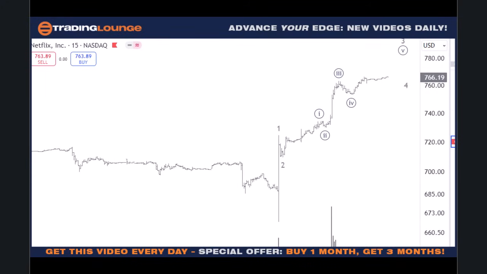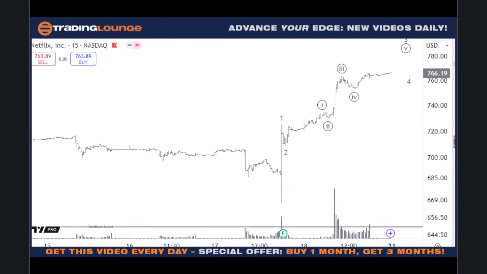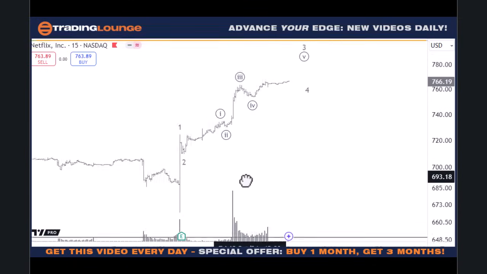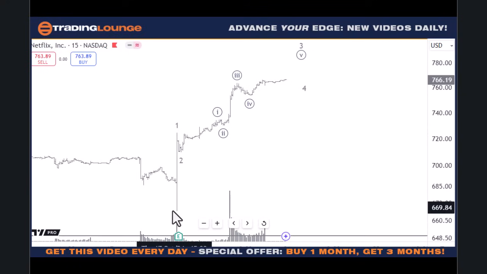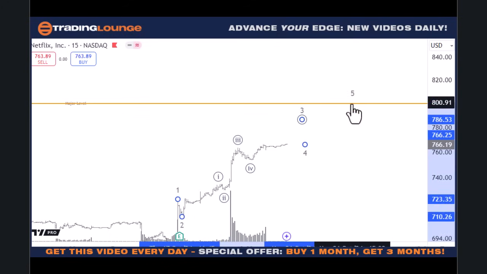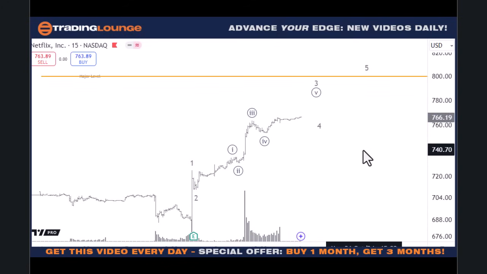Just let me get this into the frame here. So this is a 15-minute chart, and this is it here. We can see that we've got this spike up here as 1 and 2, and then 1, 2, 3, 4, and 5 up here for the third wave, and the fourth and the fifth. So I don't want to go chasing it.